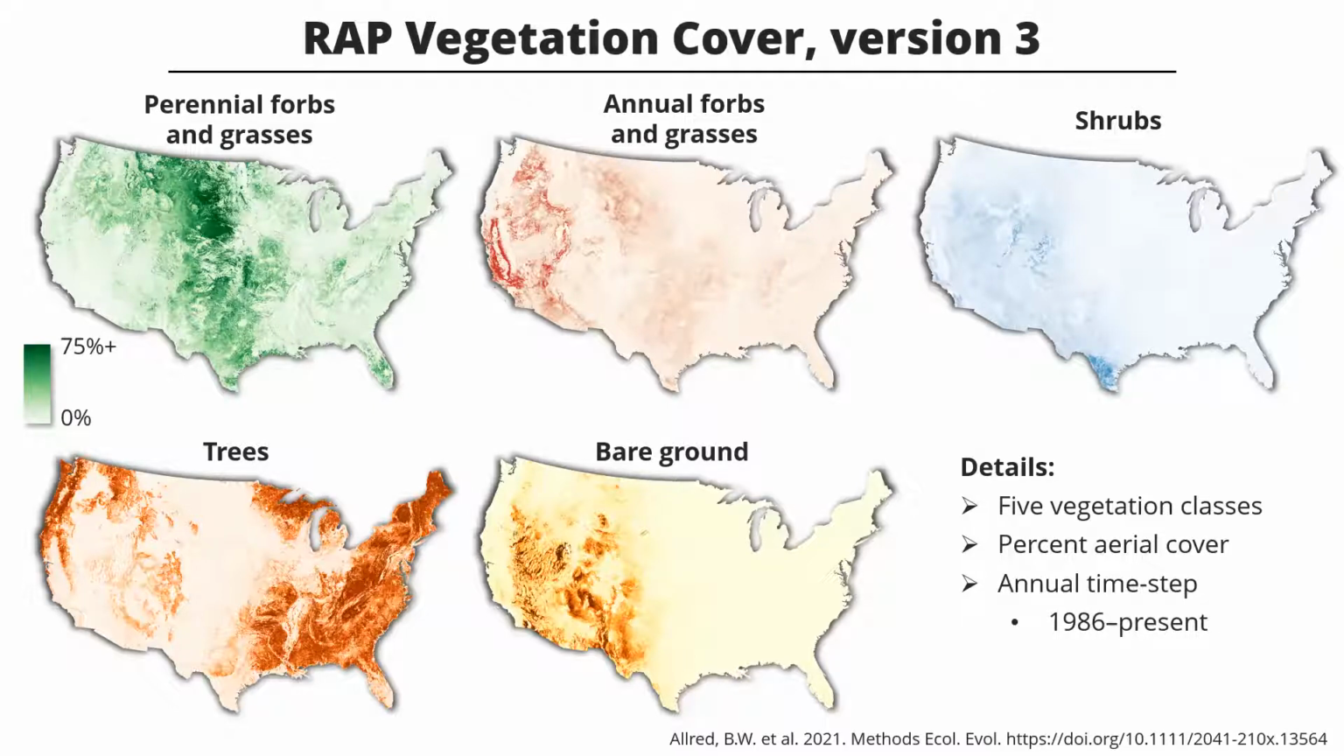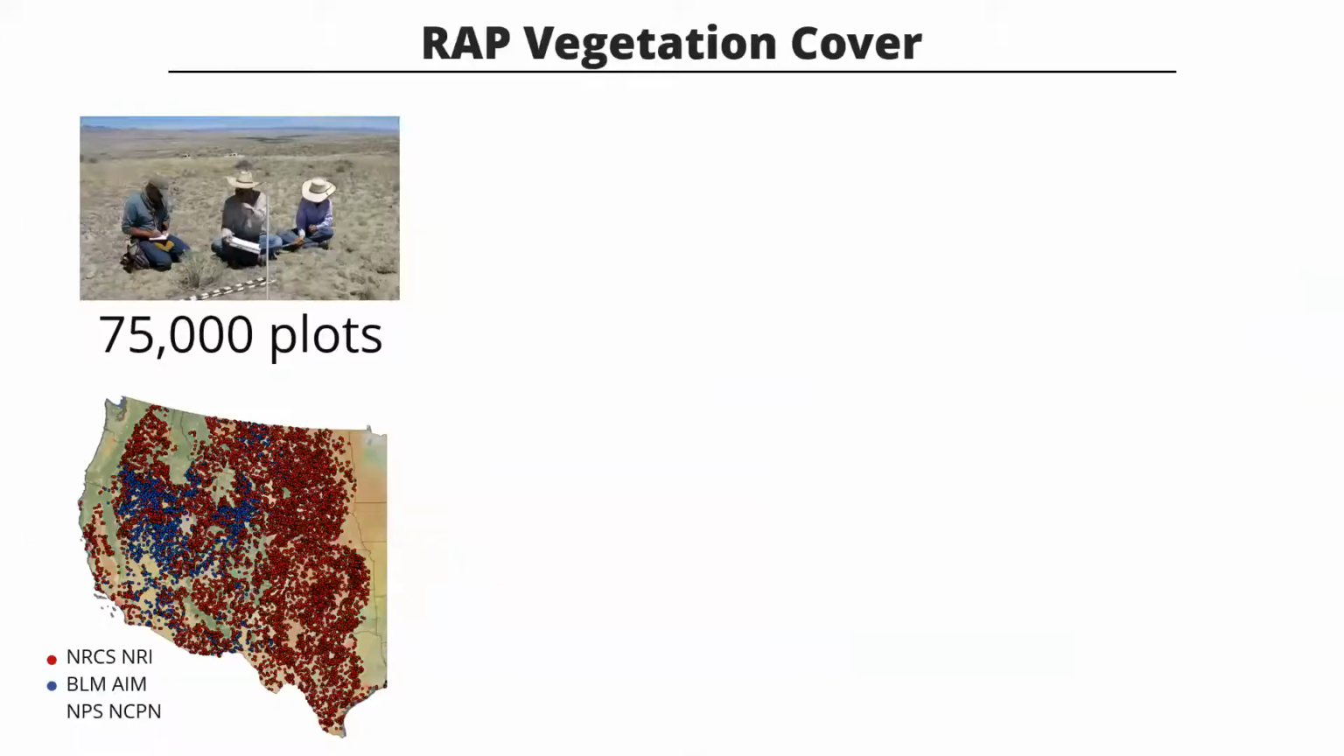This data set is available at an annual time step. Right now, this is just showing 2021, but you can imagine these maps for every year from 1986 through 2021. So it's 36 years of data at this point. And like I said, it's a 30-meter spatial resolution.